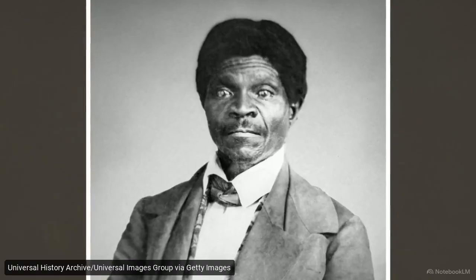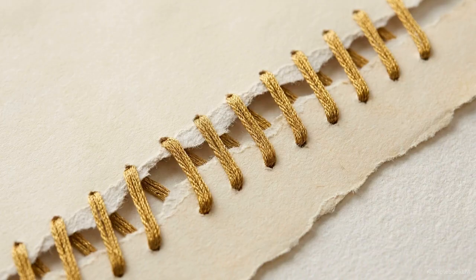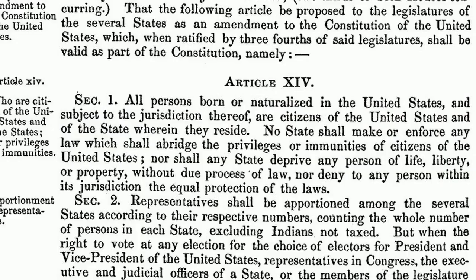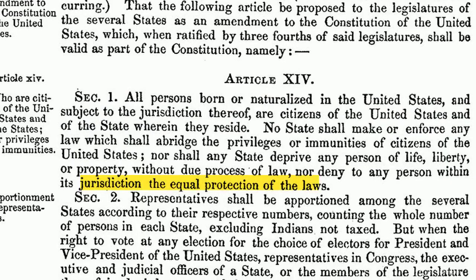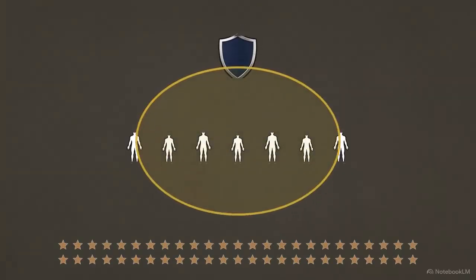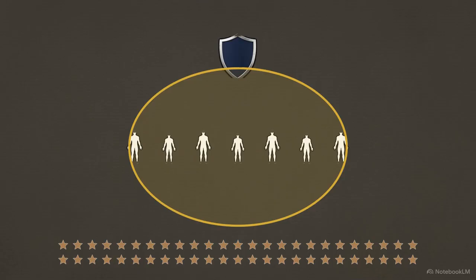Following the Civil War, the nation installed a constitutional patch designed specifically to overrule the Supreme Court. The 14th Amendment declared that anyone born in the United States is automatically a citizen. It then went a massive step further. By mandating equal protection of the laws, this edit severely restricted the power of state governments to discriminate against their own residents. By codifying citizenship and mandating equality, this amendment authorized the federal government to actively protect individual civil rights against state-level discrimination for the first time.